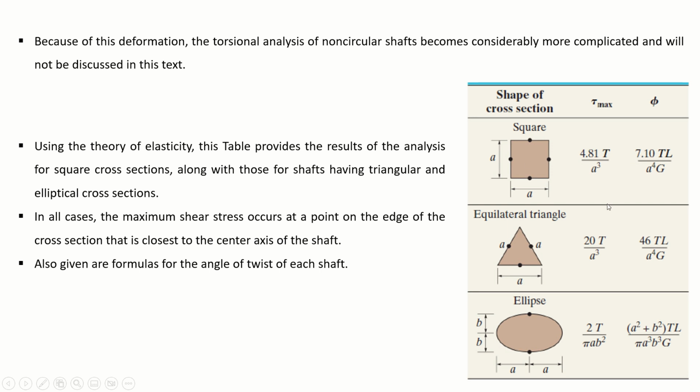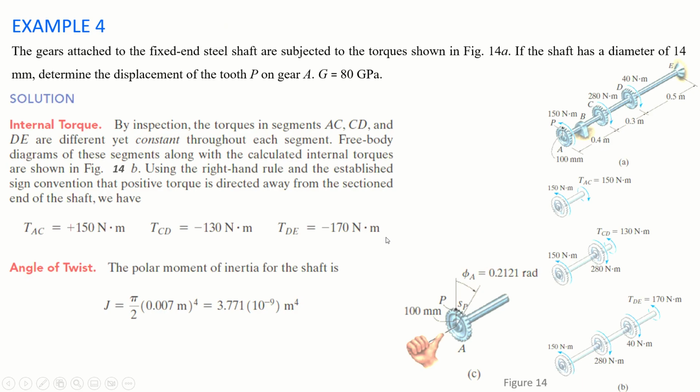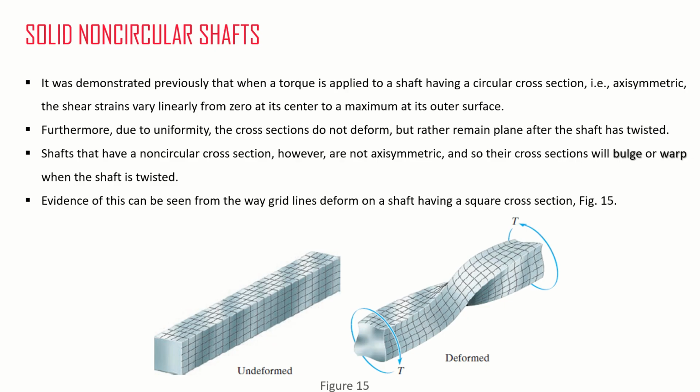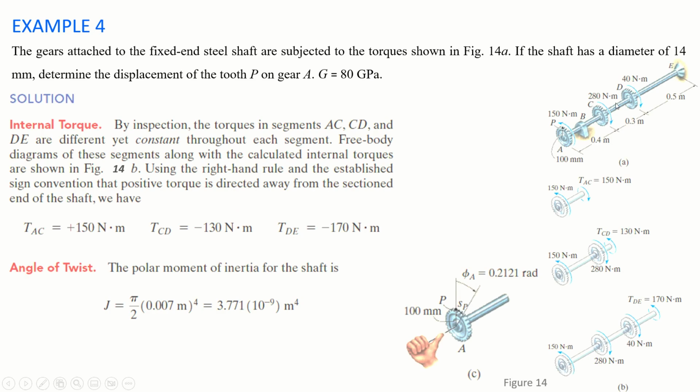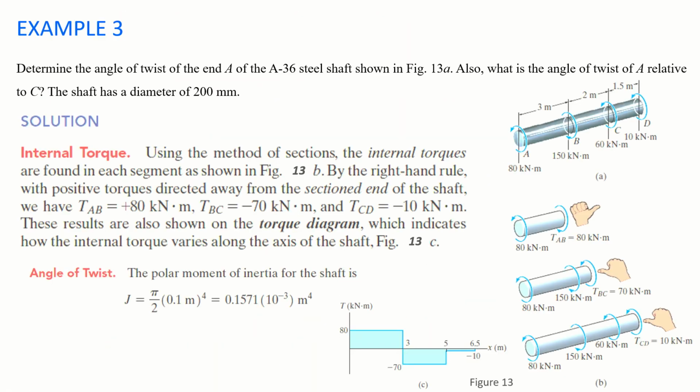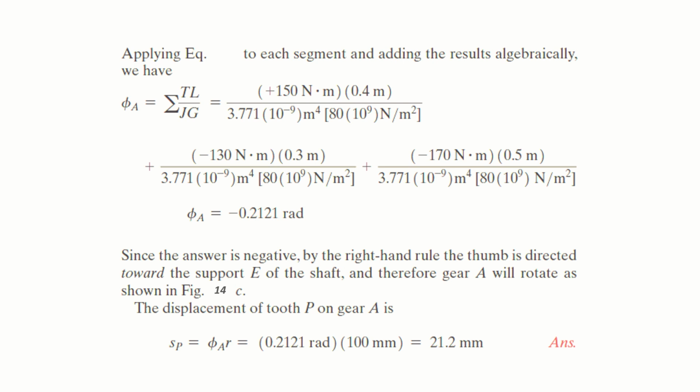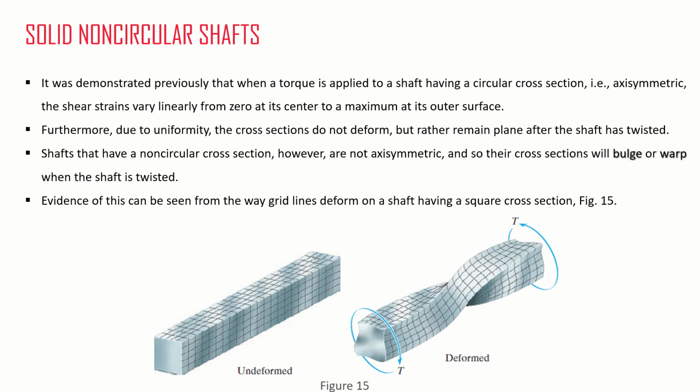So what you can do is just simply, for given data, tau max is equal to 4.81 T by a cube, you know a, right? So you can find T or you can find tau max, and once you find T, then you can find phi as well. So these are all similar, just like these four examples, and please do your homework and calculate the stresses considering this shaft as a square and triangular as well, and solve all these four examples, and you will get good ideas of how it works and how it behaves.